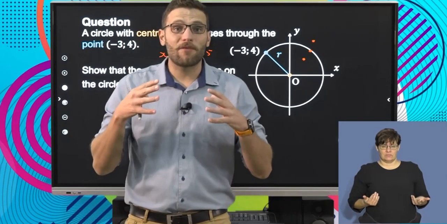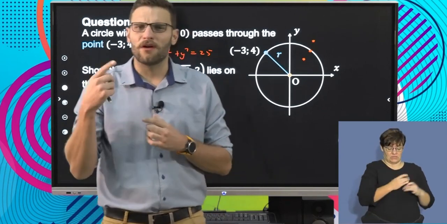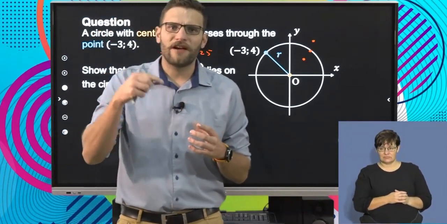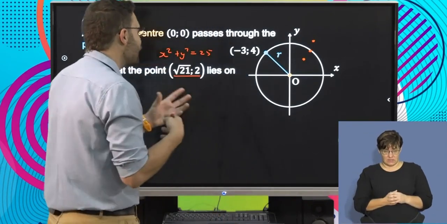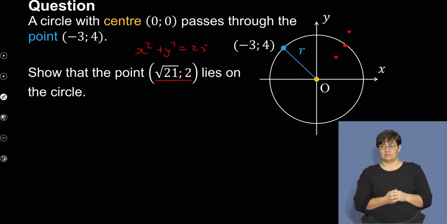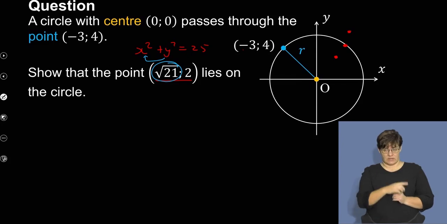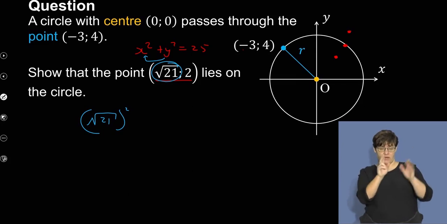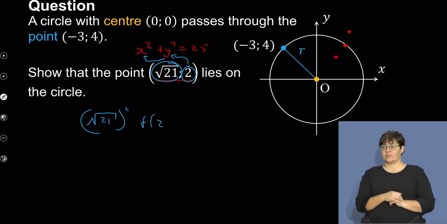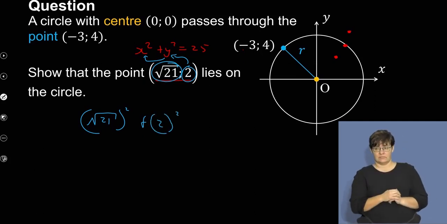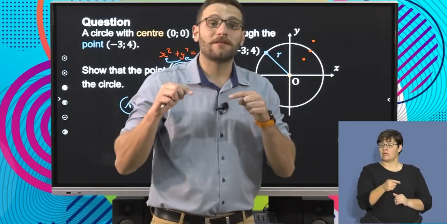When we were talking about functions to start with, what did we figure out is that functions are always going to be about input and output, all right? So let's see if this works. Let's put this point in. And let me choose a different color. My x value is the square root of 21, and so I'm going to put that into x squared. So I'm going to go the square root of 21 squared. I'm going to put the y value 2 into y. I'm going to go plus 2 squared. And what I want to know is, does this equal 25?